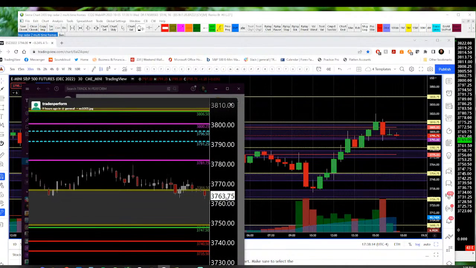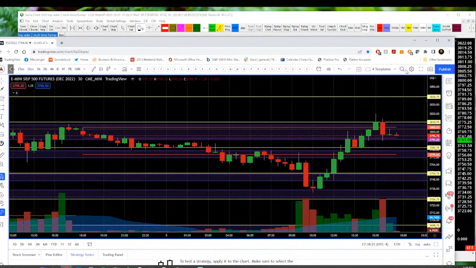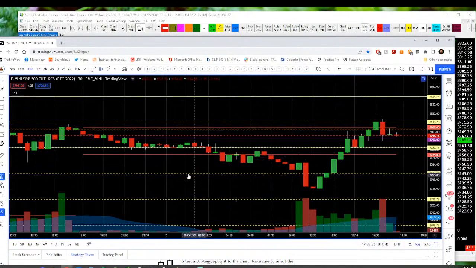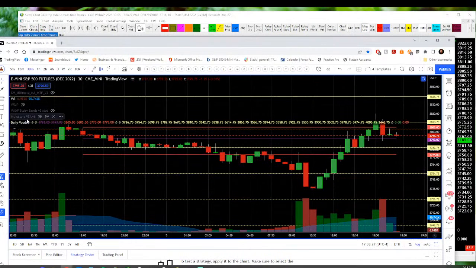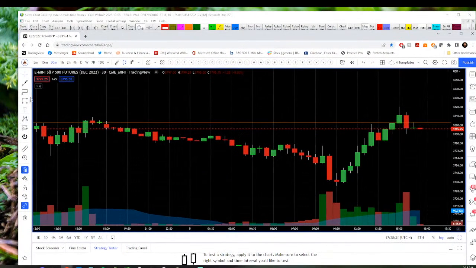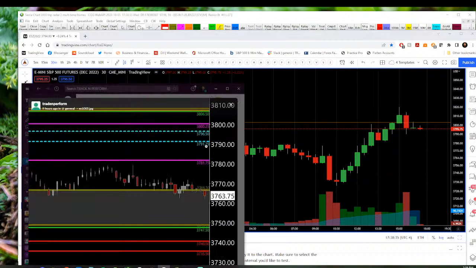Can't see. Okay, so 91 to 96.50 is our first one. Here, I don't need these. Remove drawings and remove indicator. Okay, so let's just do a clean chart. Okay, so 91 to 96.50.